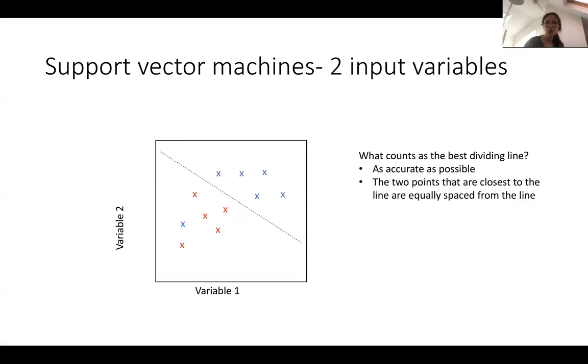In addition, we want the two points that are closest to the line, which in this case is this point and this point, to be equally spaced from the line. So, for example, this wouldn't be as good of a line to separate the two categories as this line. This is because if we have new data and we observe that this new data is over here close to these blue points, we'd want that data point to be labeled as a blue data point, not as a red data point.